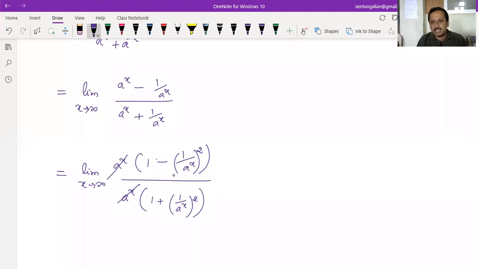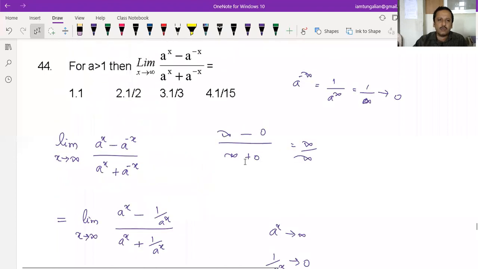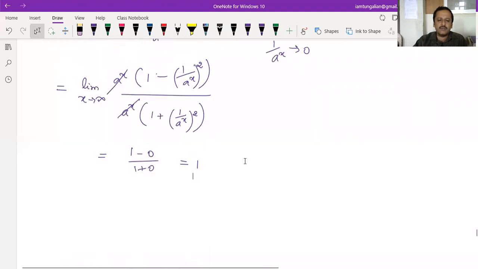Now as x tends to infinity, a^x will tend to infinity. Therefore, 1 by a^x will tend to 0. Its square is also 0. So the answer will be (1 - 0) / (1 + 0), which is equal to 1, which is the first option.